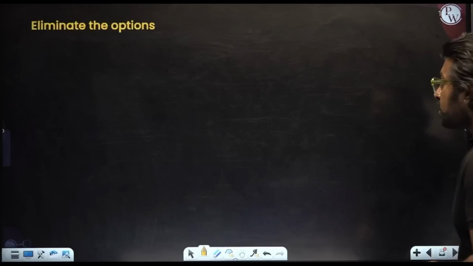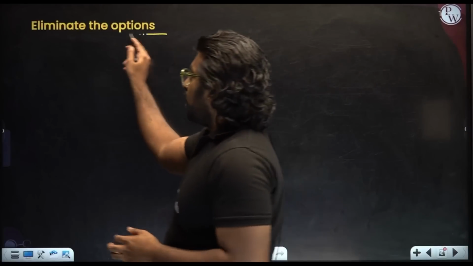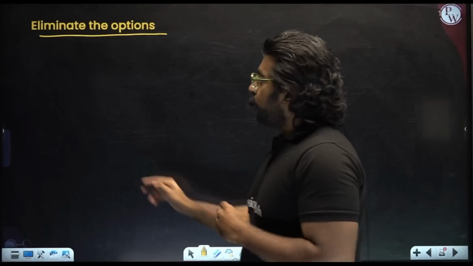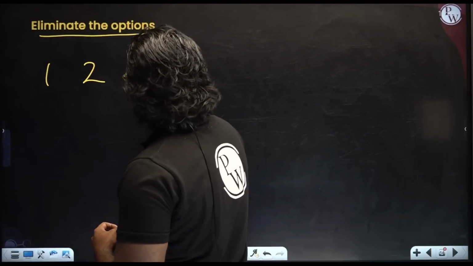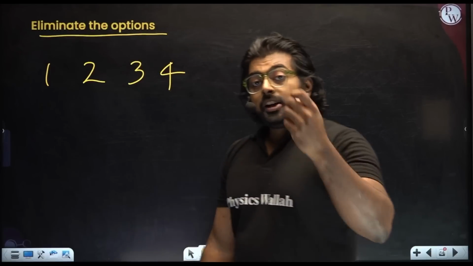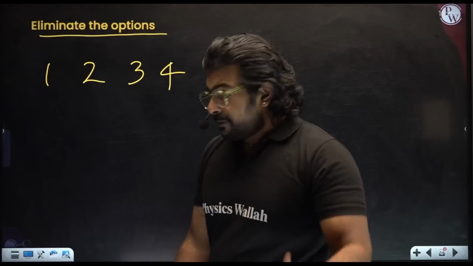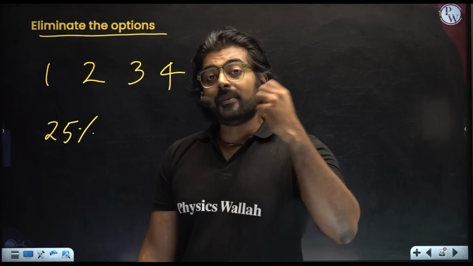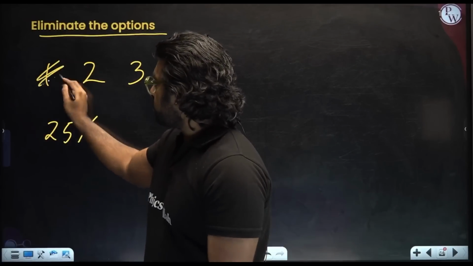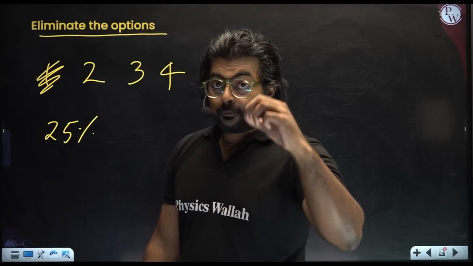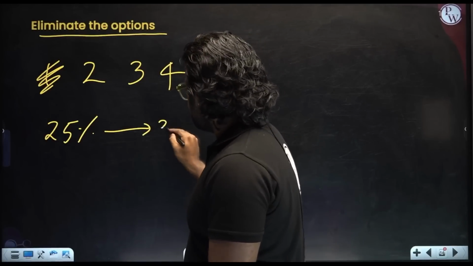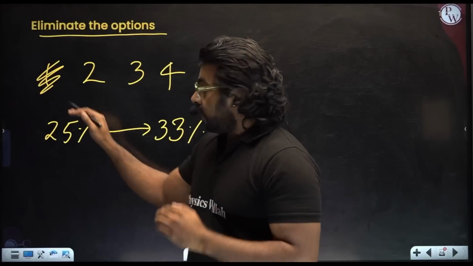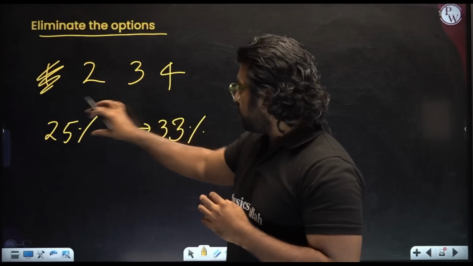The next thing is to eliminate the options. Now again, this is a game of probability. So if there are 4 options in front of you, 1, 2, 3 and 4, what is the probability of getting one of the options correct? If you randomly mark it, it is 25%. But what if you eliminate one of the options? Let's suppose you have eliminated option 1. Your probability will go up from 25% to 33.33%. So only by eliminating one of the options, you have increased the probability.